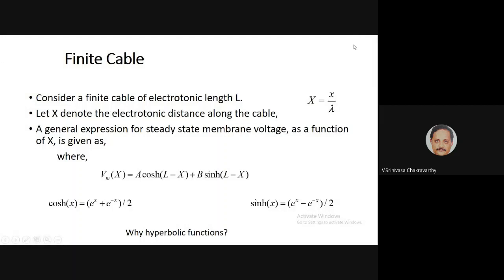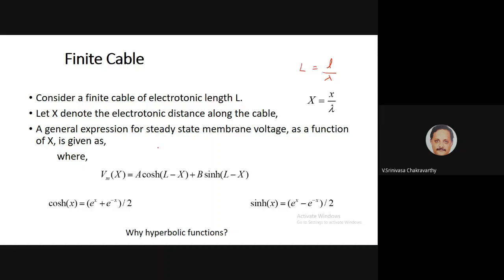So let's take a finite cable of length small l, right? And just a moment ago, I defined this new quantity called electrotonic length, which is basically a dimensionless length scaled by lambda, the space constant lambda. So this is the length of the cable, right? And similarly, the distance or the space variable x is also now replaced by capital X by this equation. So capital L is equal to small l by lambda, and capital X is equal to small x by lambda. We'll define these new length or distance variables, and we will define even the solution.